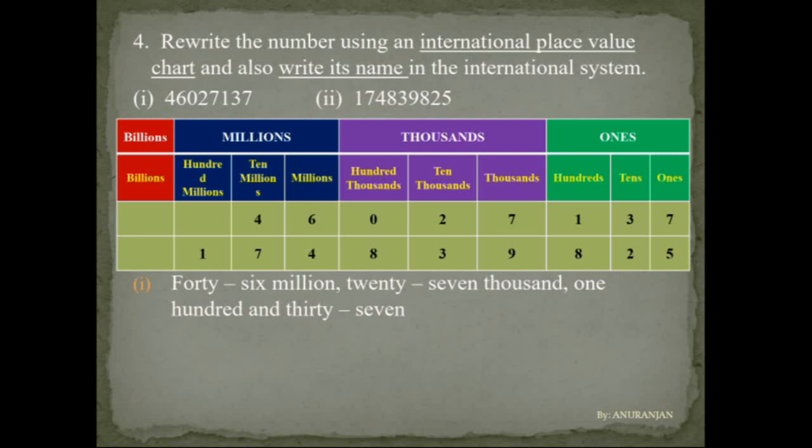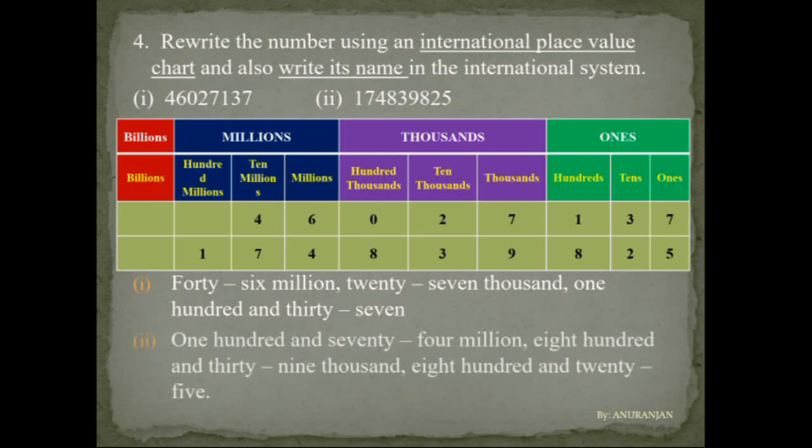Then for the second number we have 174, that is 174 million. Then in the thousands group we have 839,000, and in the ones we have 825. So the answer will be 174,839,825. Is it clear?